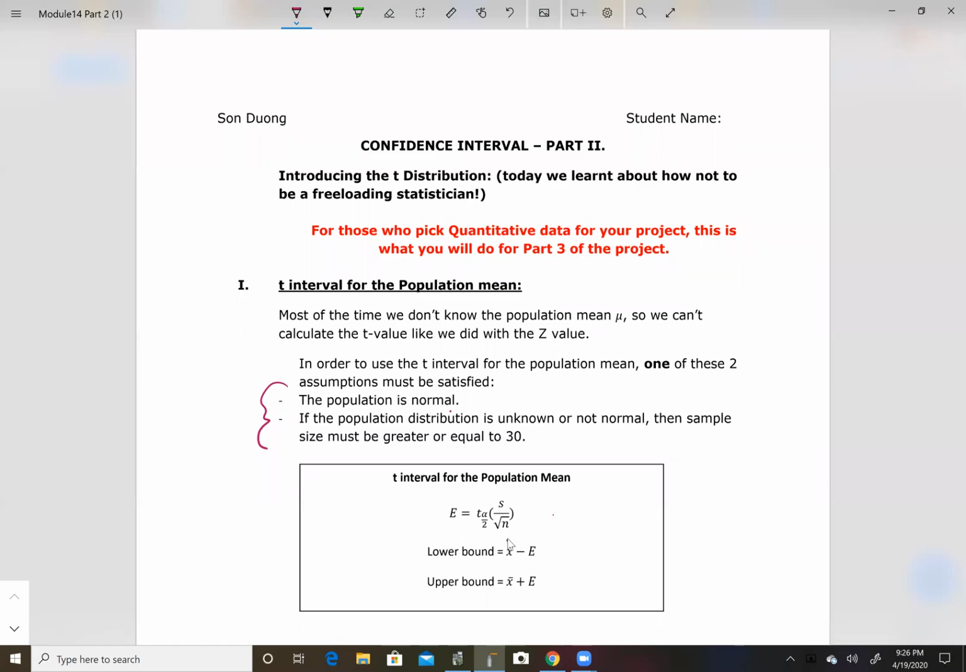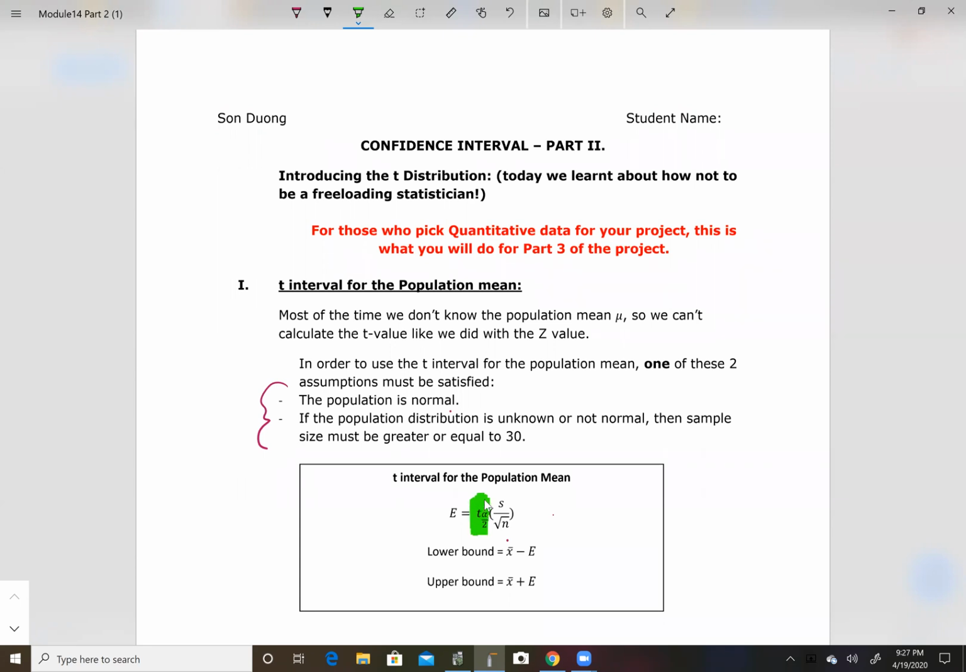Hello, everyone. So this is module 14, part 2, confidence intervals, part 2. The same thing we just did, except since we're talking about the mean, we're going to try to find t of alpha over 2 instead of our z of alpha over 2 that we were using. And there it is right here. There's our margin of error equation.